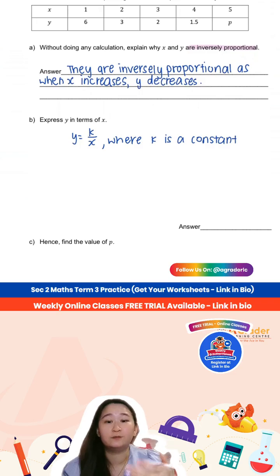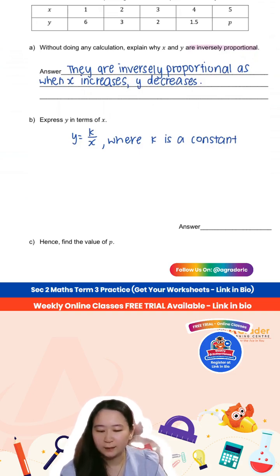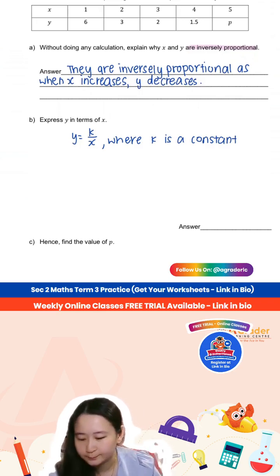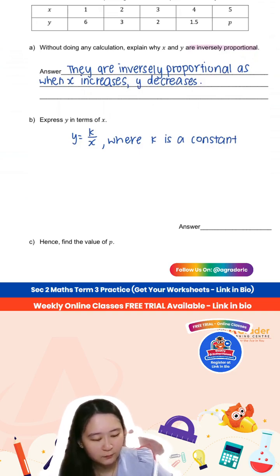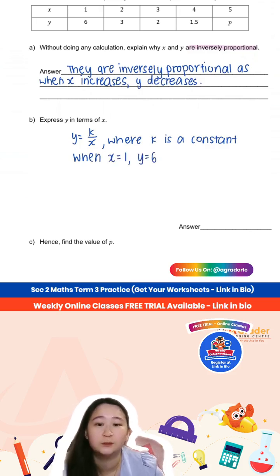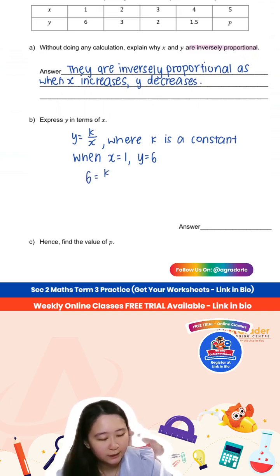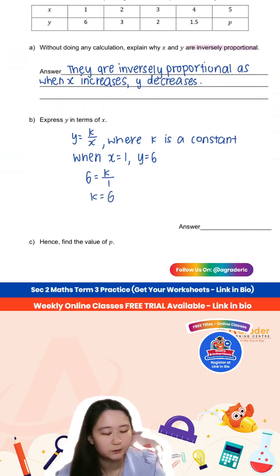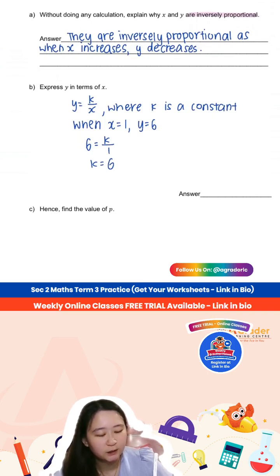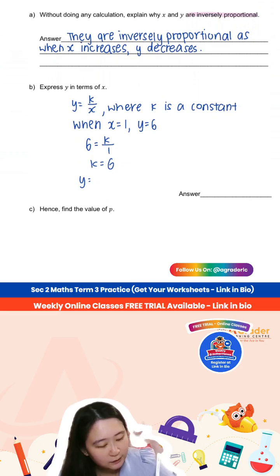You can use any pair of values of x and y as long as it's given. You can use x equals 1, 2, 3, or 4. You can't use the 5 because you don't know the value of p. So let's say we use the first one: when x equals 1, the value of y equals 6. Since we have this pair, we substitute into the equation and find the unknown constant k. So 6 equals k over 1, meaning my constant k equals 6. This means the equation is y equals 6 over x.